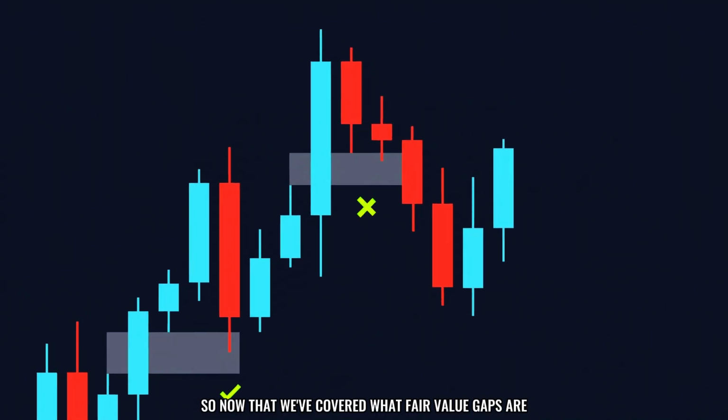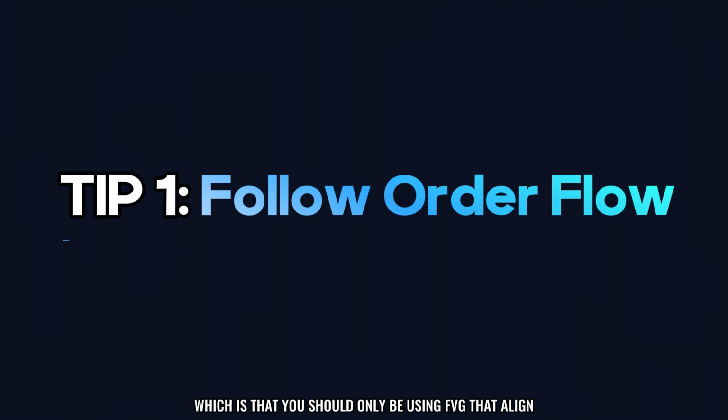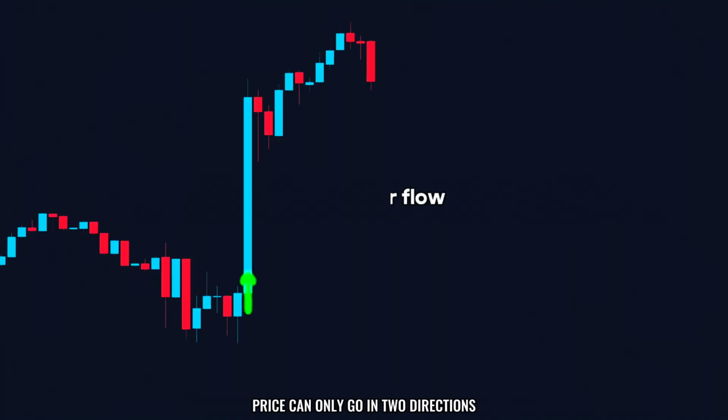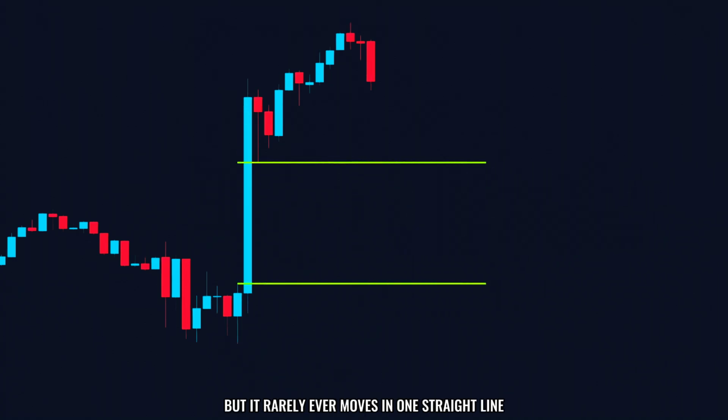So now that we've covered what fair value gaps are, let's start off with our first tip, which is that you should only be using FVGs that align with the current order flow. Price can only go in 2 directions, but it rarely ever moves in one straight line. Instead, it makes many smaller moves, which together create the larger swings.